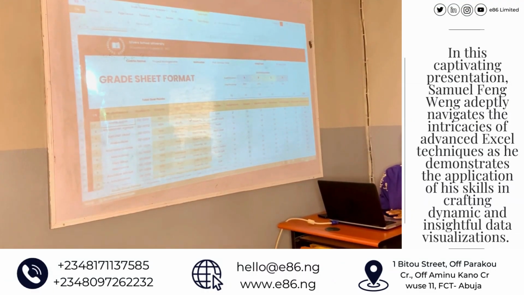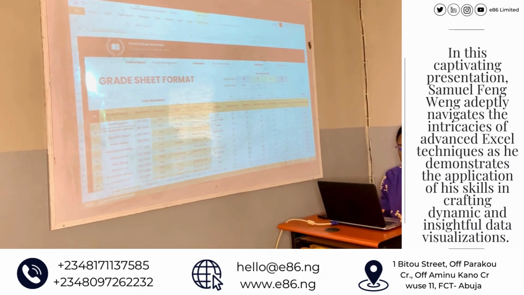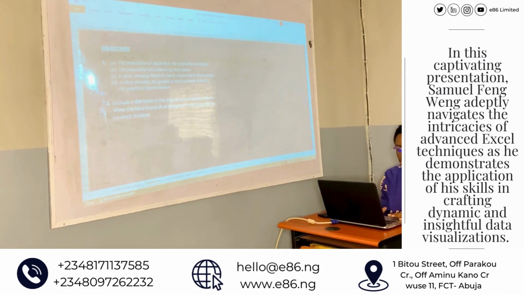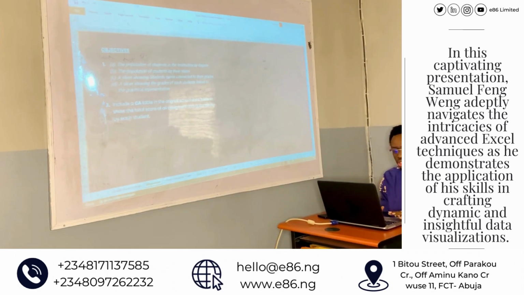All right, so this is my presentation for today. I'll be working on a grade sheet format of Silver School University. The objectives of this are to calculate the population of students in the institution by the region, the population of students by the states, a slicer showing students' names connected to their grades, a slicer showing the grades of each student, and include a CA table in the data.